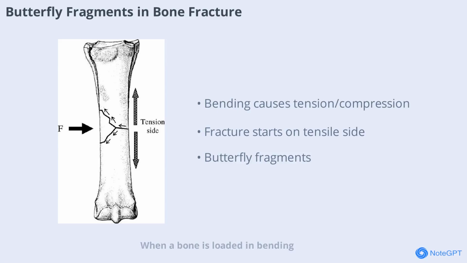When a bone is loaded in bending, it experiences compression on one side and tension on the other. Bone is stronger in compression than in tension, so fractures typically start on the tensile side. As the crack propagates, it follows the path of maximal shear stress, creating characteristic butterfly-shaped fragments. This pattern is important for understanding fracture mechanics and guiding orthopedic treatment.